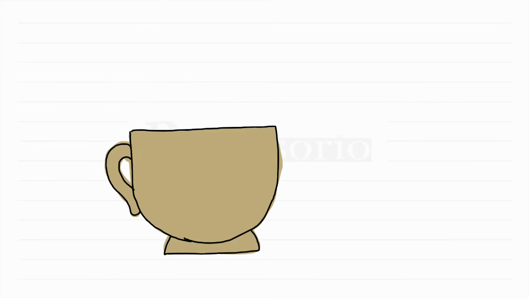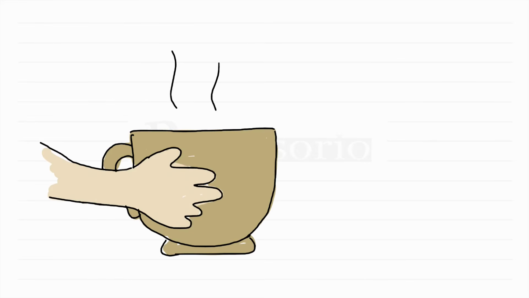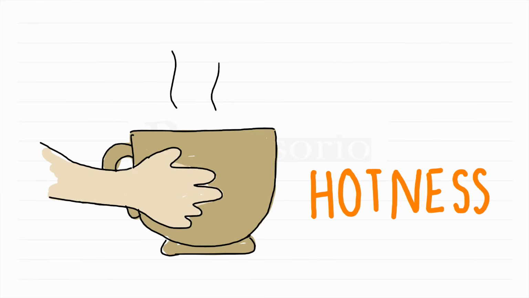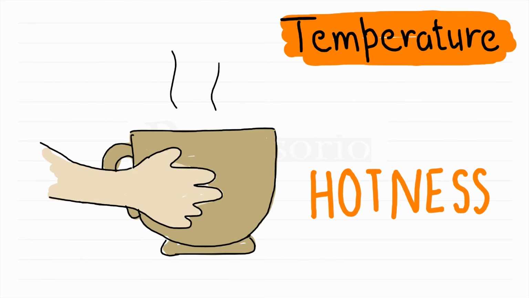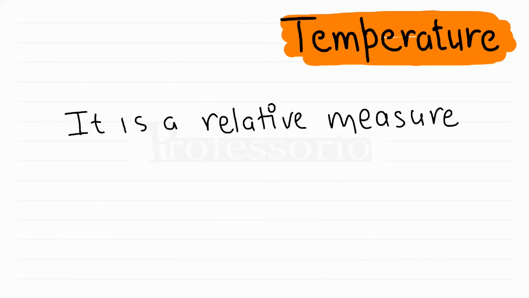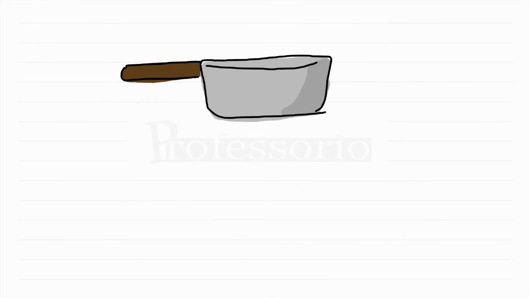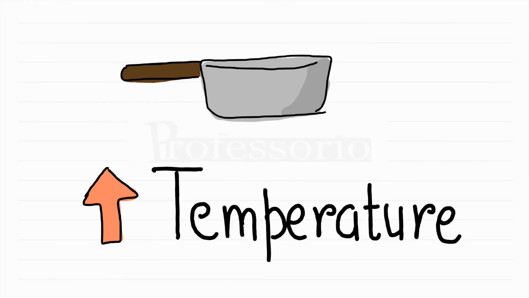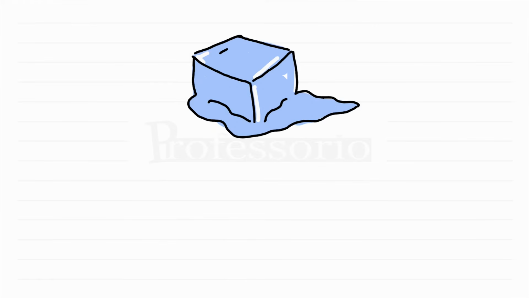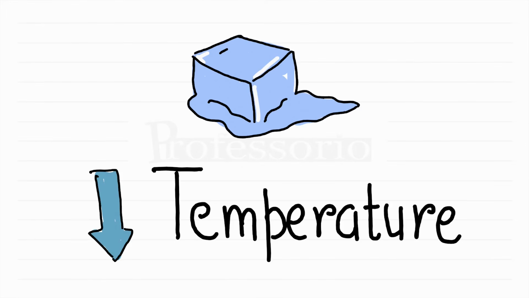Let's start with what you felt when you touched that cup. That feeling of hotness. That's what we call temperature. Temperature is a relative measure. It tells us how hot or cold something feels. A hot utensil simply means it has a higher temperature, while an ice cube has a lower temperature.